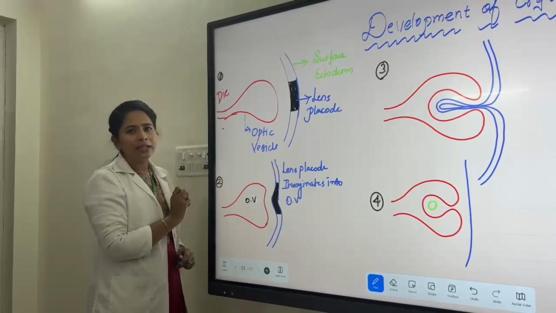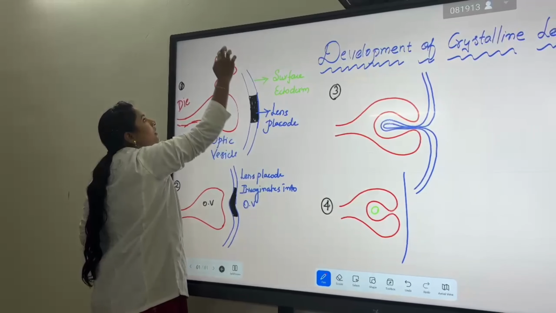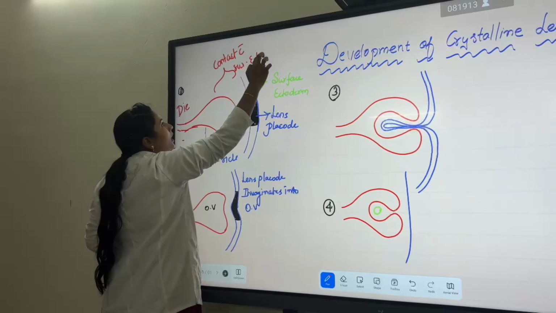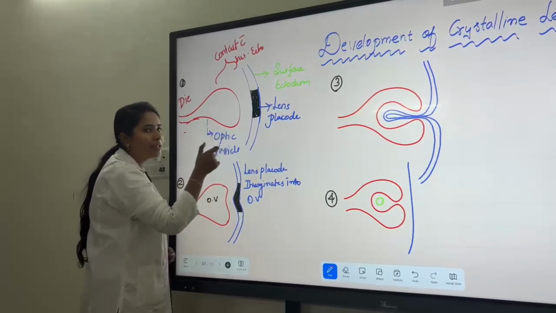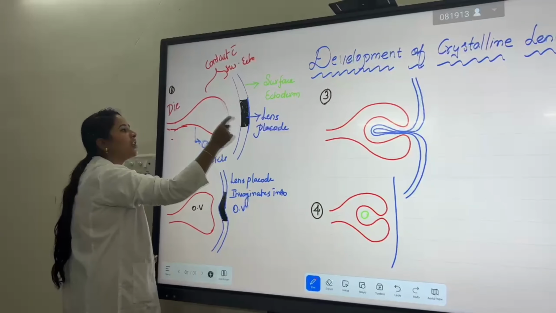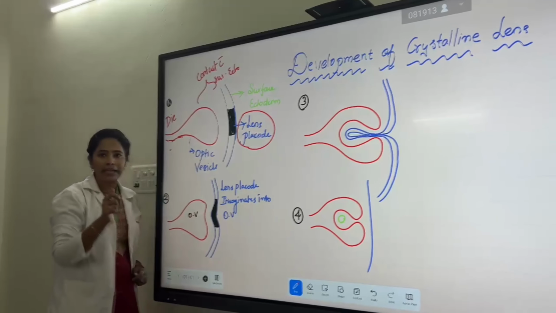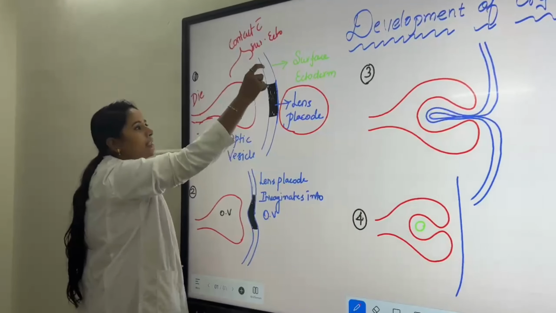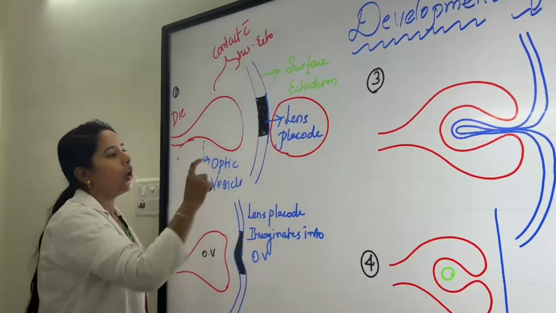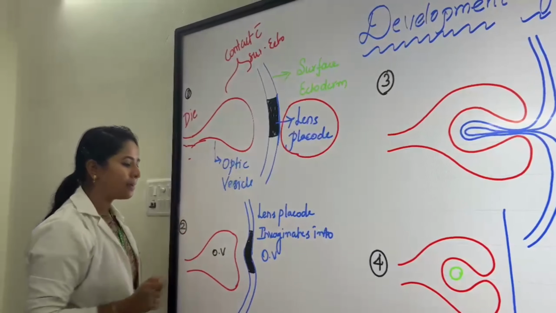So what will happen here? This optic vesicle will come in contact with the surface ectoderm. The region in the surface ectoderm which comes in contact with the optic vesicle is called the lens placode. Again, I am repeating: in the surface ectoderm there is a part that comes in contact with the optic vesicle, and that is called the lens placode. So this is the first step.